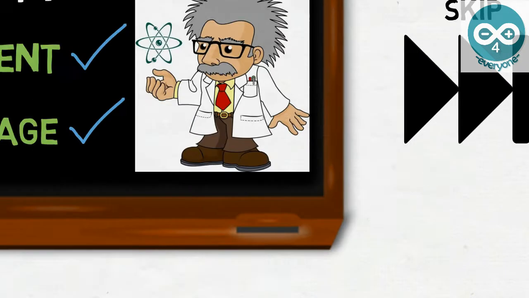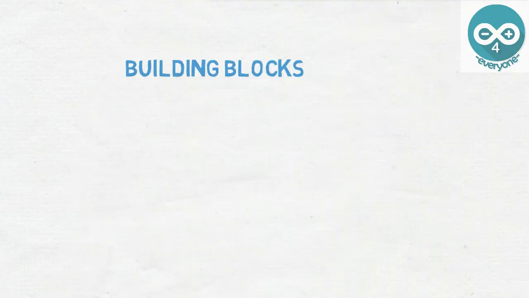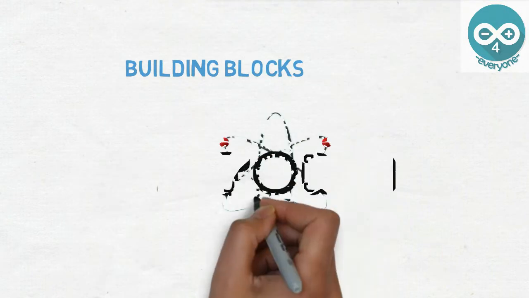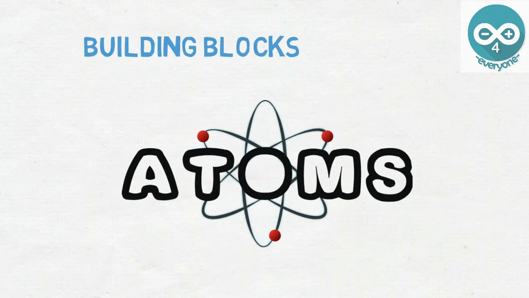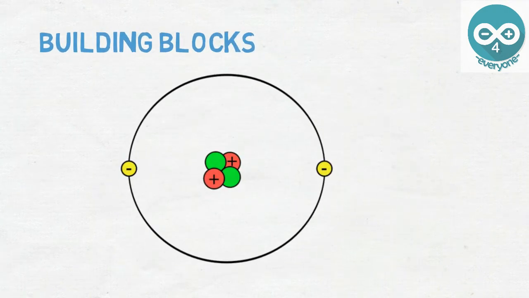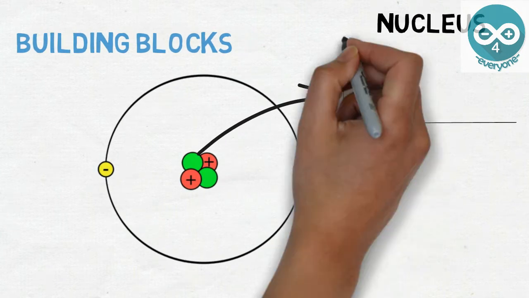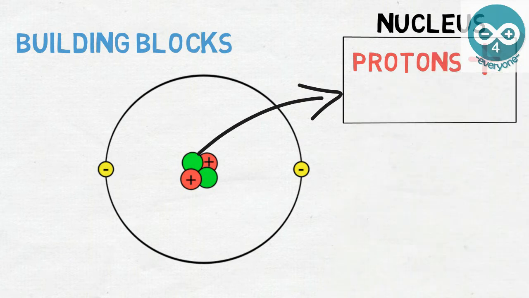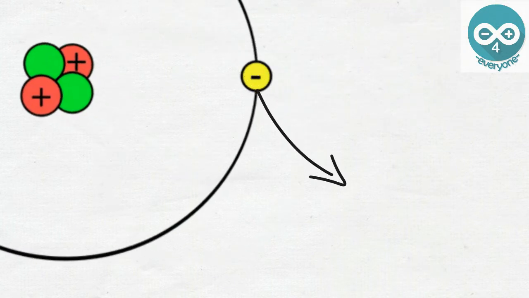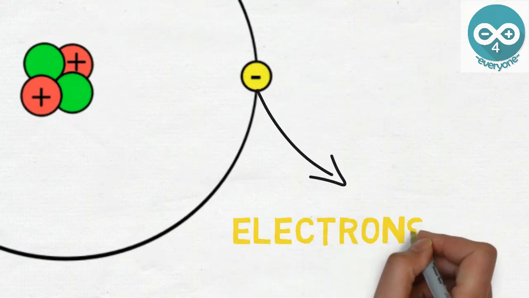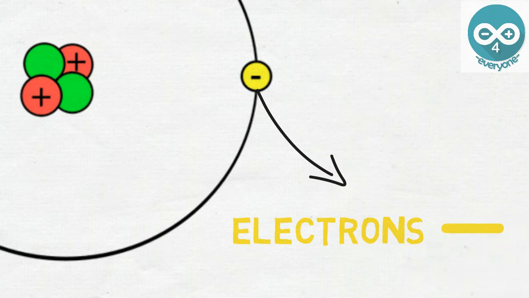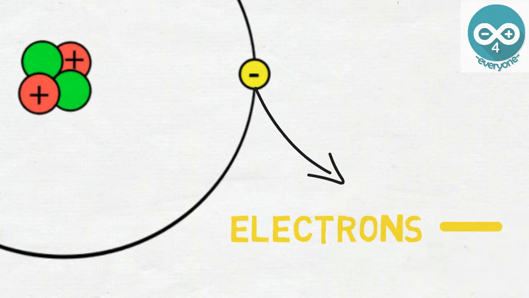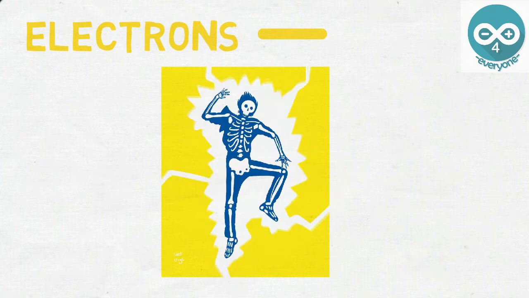To start with, let's study the smallest building block of matter, which is called atoms. Looking into the structure of an atom, at the center, called the nucleus, lie two kinds of particles. First being protons, which are positively charged, and second is neutrons with no charge at all. Now coming to the most important particle, which moves around the nucleus: electrons, which are negatively charged. It's because of these electrons that electricity exists.